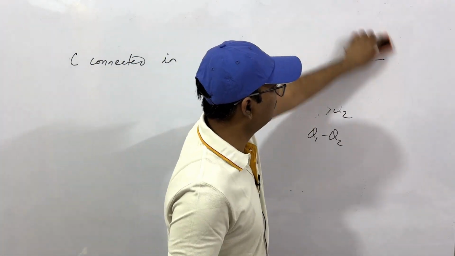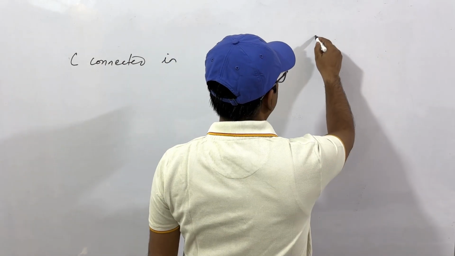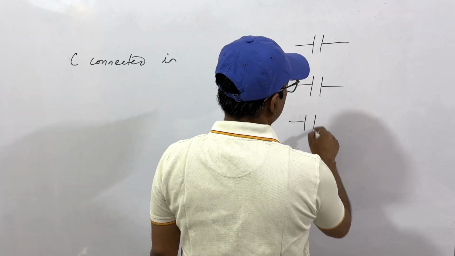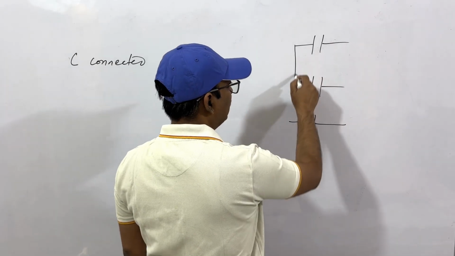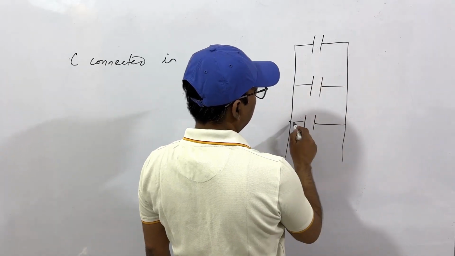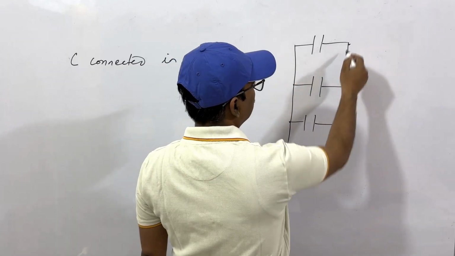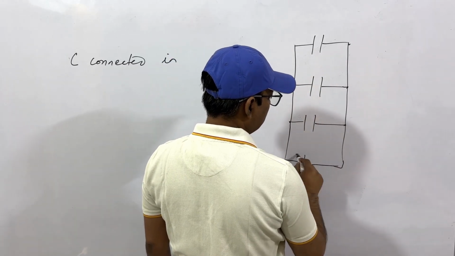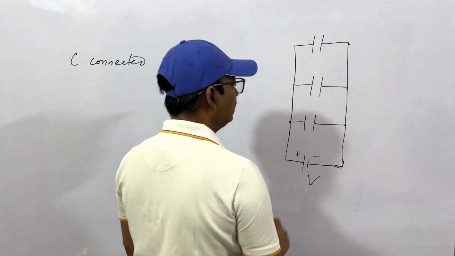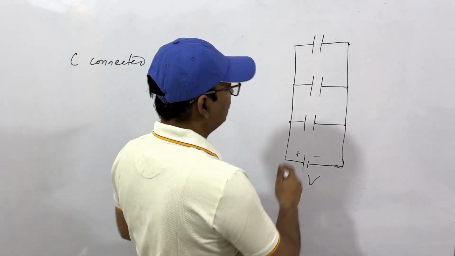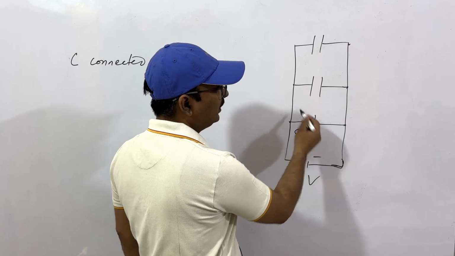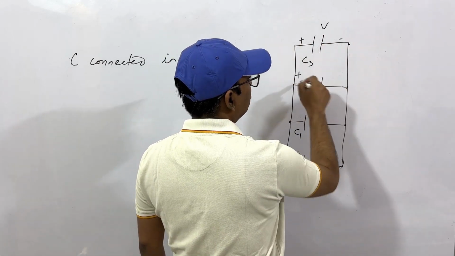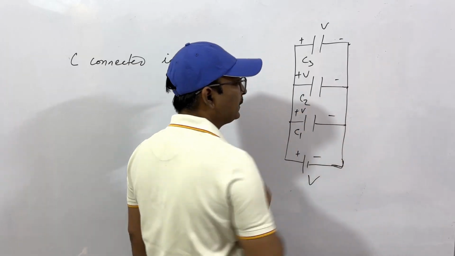If capacitors are connected in parallel, it means like this. We have one capacitor here, then one capacitor here, another capacitor here and so on. These are connected like this. That is, the voltage across them is the same. If we apply voltage V, the voltage across this capacitor, let's say C1, will be V, across this will be V, across this will be V, that is plus minus V, plus minus V, plus minus V.